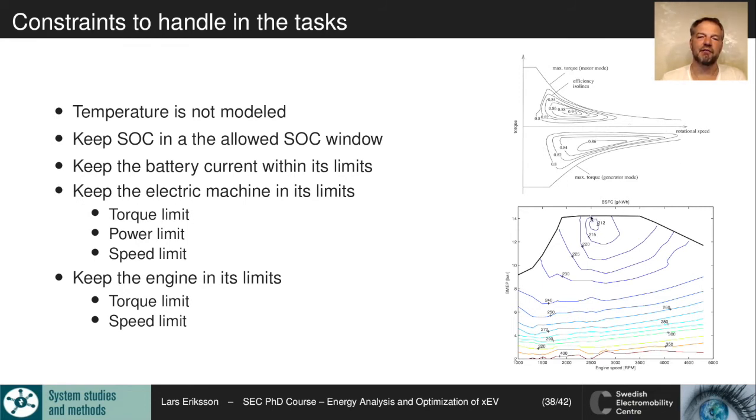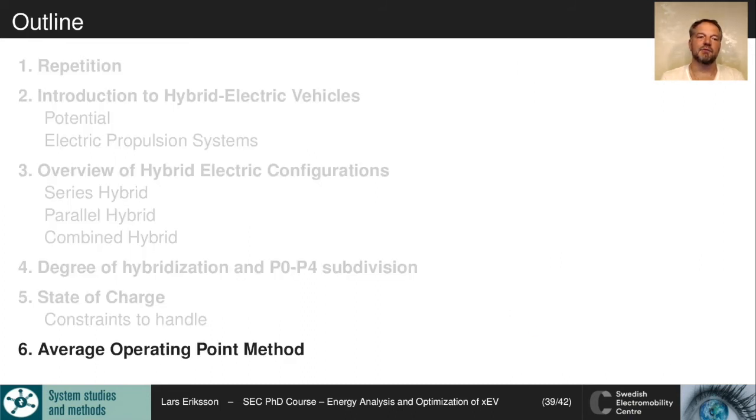For the combustion engine we have the same thing. We have a maximum torque, we have a maximum speed, and we also have a lower speed, because if we go down below 800 RPM, the engine will die because it goes below idling. So that's some of the things that we need to consider when we do the implementations of the hybrid electric control strategies. Then we come to the average operating point method that you have already encountered in the hand-in assignment, but I wanted to save a little bit for this when we have talked about hybrids and the opportunities with hybrids.